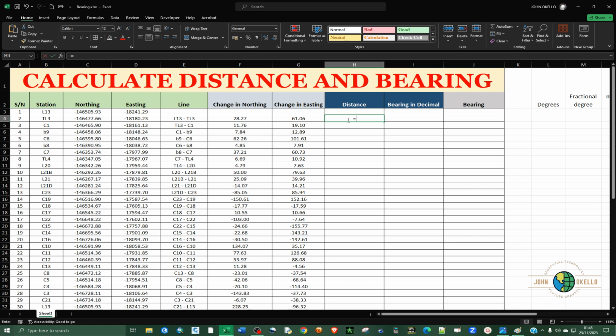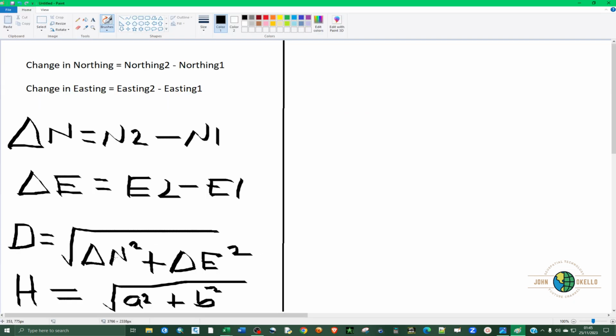So we are going to write that formula: equals, you type in sqrt, like that, and then we choose change in northing first, then comma, and then choose the second value, which is change in easting, and then bracket. Oh, sorry about that, let me repeat that. We said distance is equal to the square root of a squared plus b squared, which is change in northing squared plus change in easting squared.